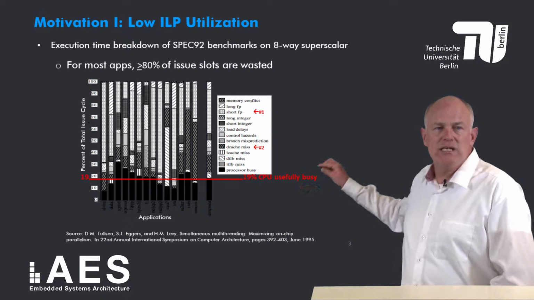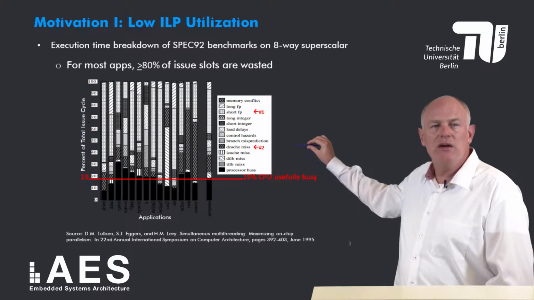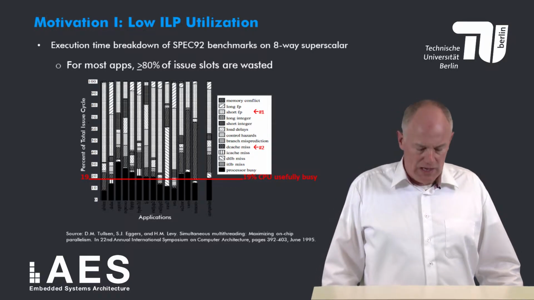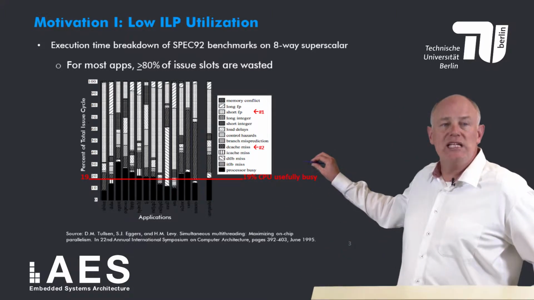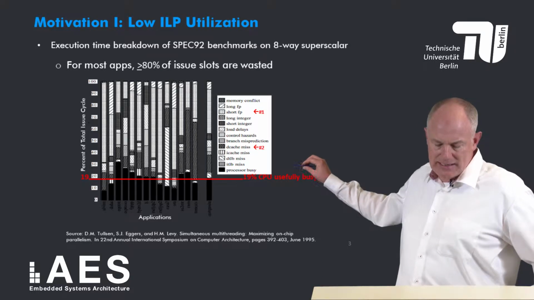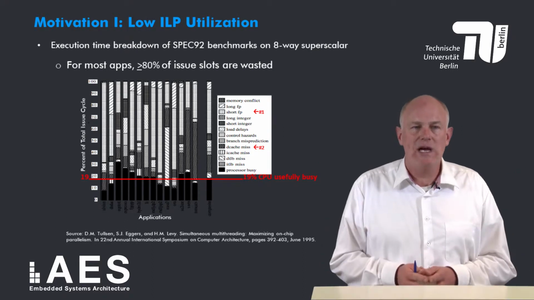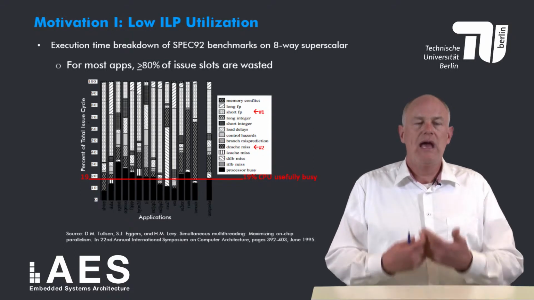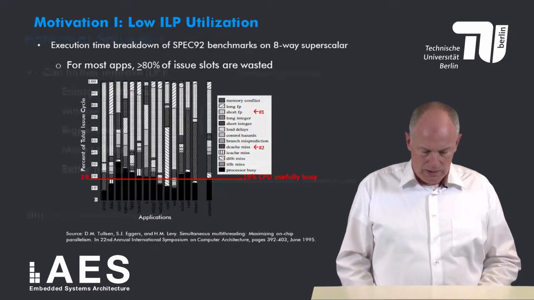The number one reason, which is hardly visible in the legend but which is highlighted here, is data dependencies between short floating point instructions, floating point instructions with a relatively short latency. The number one reason why the processor is stalling most of the time is data cache misses. So we see that most of the issue slots are wasted, and this motivates using multiple threads of execution and executing them in parallel on a single execution core.